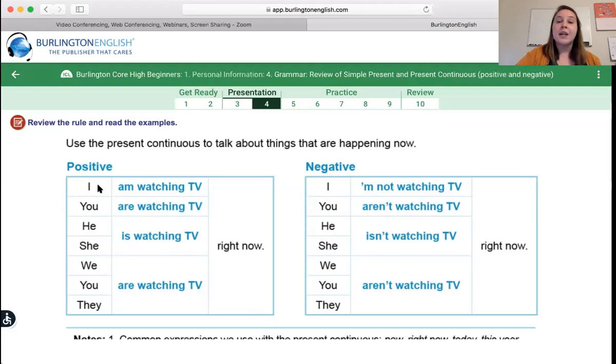Repeat after me. I am watching. You are watching. He is watching. She is watching. We are watching. You are watching. They are watching. Good. Good. Practice it with your own verbs.